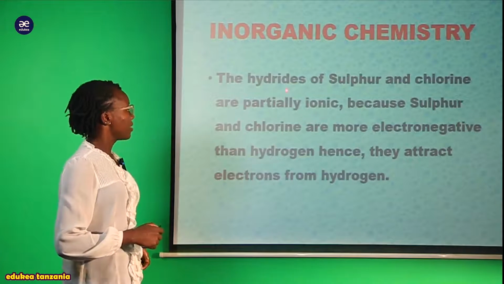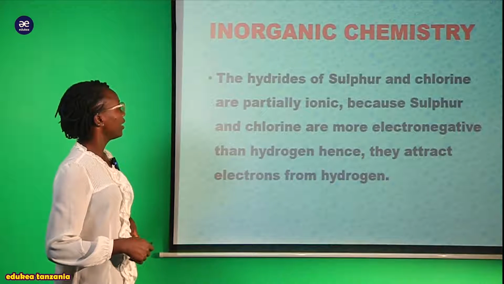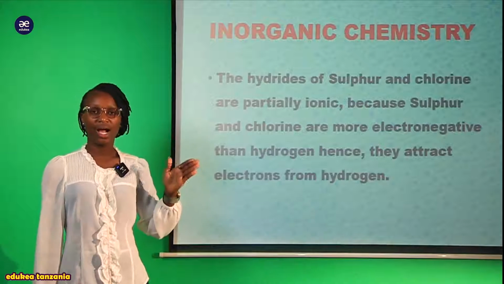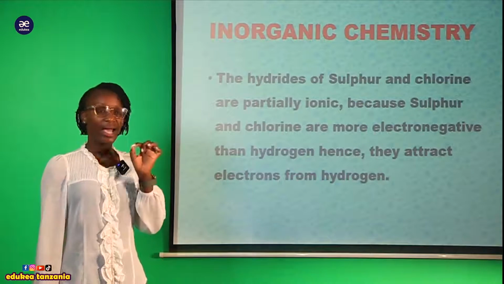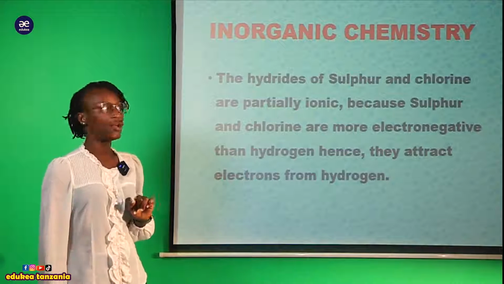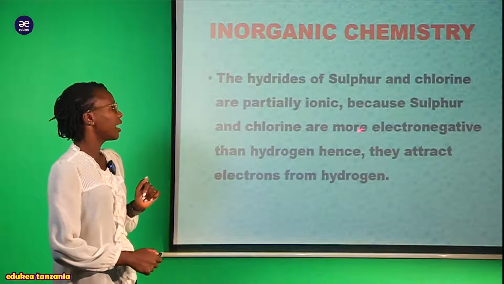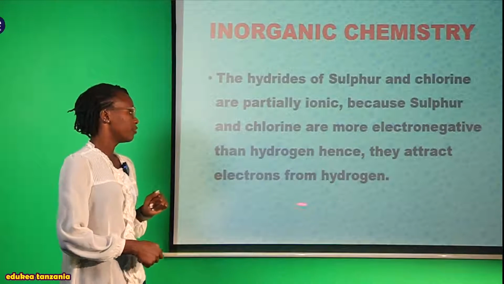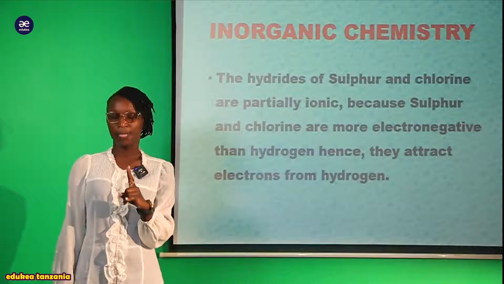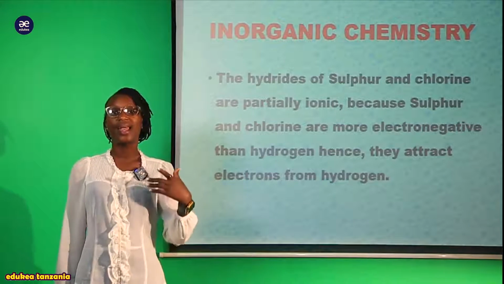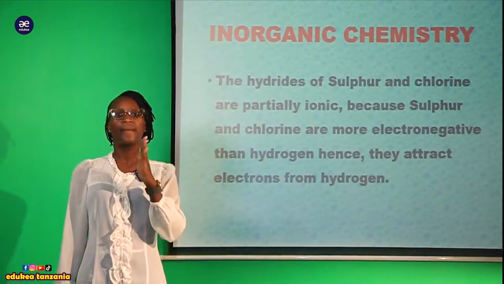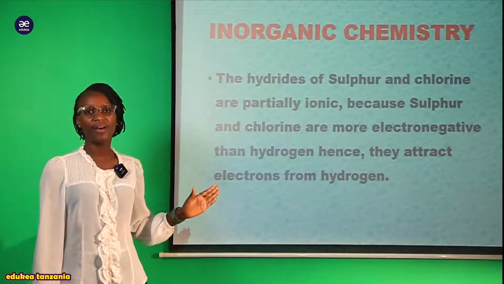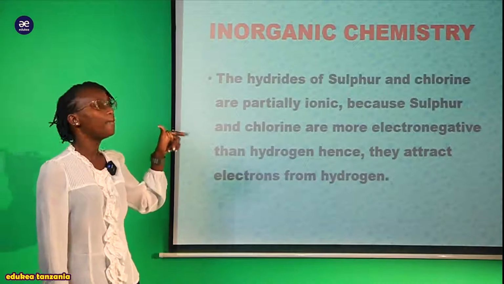So here anasema kwamba the hydrides of sulfur and chlorine are partially ionic. Why are they partially ionic? Simply because sulfur and chlorine are more electronegative than hydrogen. Hence, they attract electrons from hydrogen. So can you see the difference? Kwenye phosphorus na hydrogen tuliona kwamba their electronegativity are the same. Therefore, their partial charges were absent. But here in chlorine and sulfur, you can see that they have higher electronegativity.